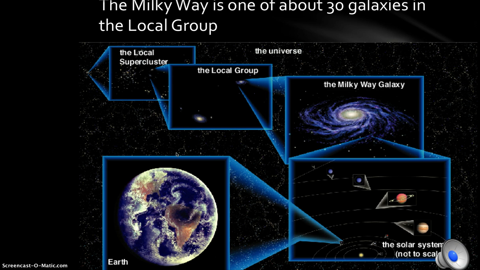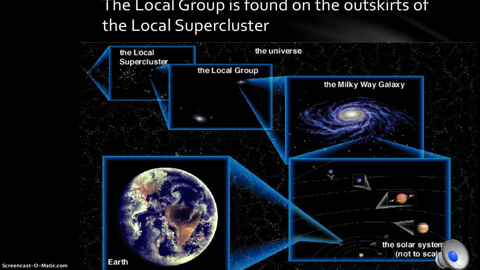So, we talked about how we and our solar system are in the Milky Way. It turns out the Milky Way is one of about 30 galaxies in what we call the local group of galaxies. The local group is found on the outskirts of a local supercluster, and there are many superclusters that make up the universe.